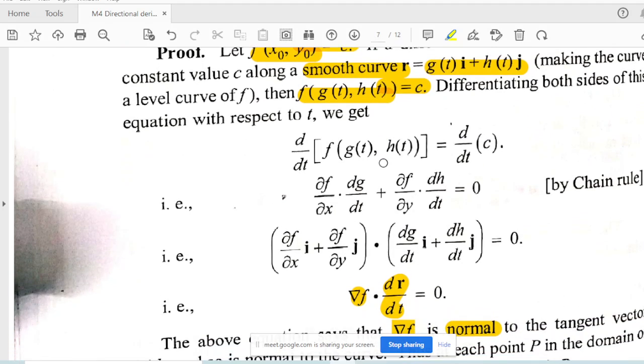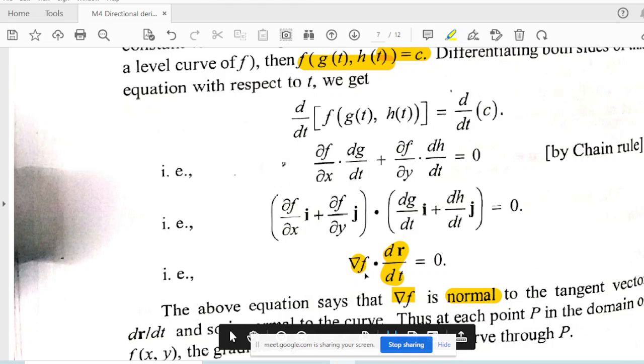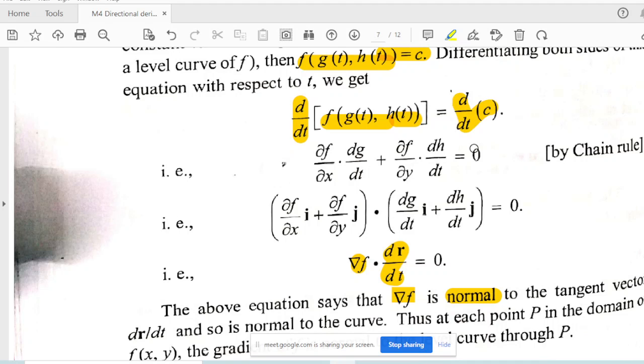Now what is our motive? We are going to prove that nabla f or del f is a normal vector. So to prove that del f is a normal vector, it is sufficient to prove that del f dot, this is a tangent vector, right? dr by dt is tangent vector. Everything that is perpendicular to the tangent vector will be normal, normal to the surface. Therefore we will prove that this dot product is 0. So for that, we are going to consider the derivative d by dt of f of g of t, h of t. So right side is constant, so d by dt of c, this value will be 0.